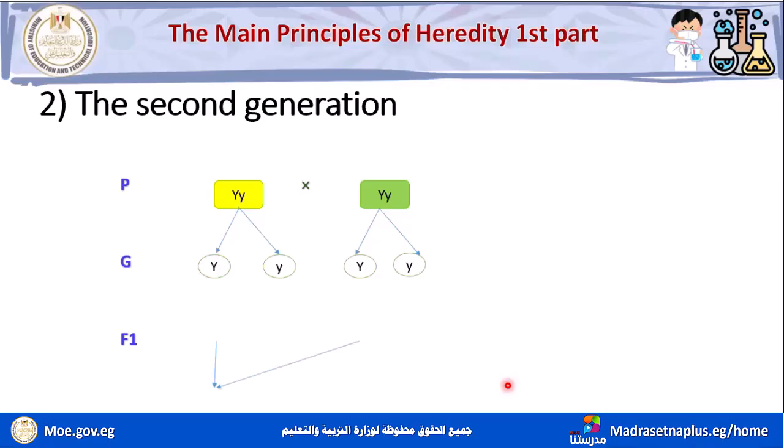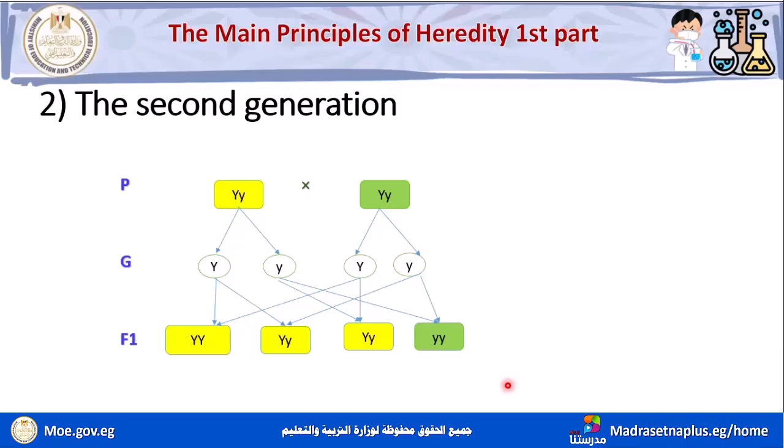Second generation: Y capital, Y capital, Y capital, Y small, Y capital, Y small, and Y small, Y small. Okay. Ratio: 75% plants of yellow seeds, ratio to plants of green seeds 25%. Okay. That's a 3 to 1 ratio. Y capital, Y capital, B plants of yellow seeds pure. Y capital, Y small, and Y capital, Y small, B plants of yellow seeds hybrid. Y small, Y small, B plants of green seeds pure.